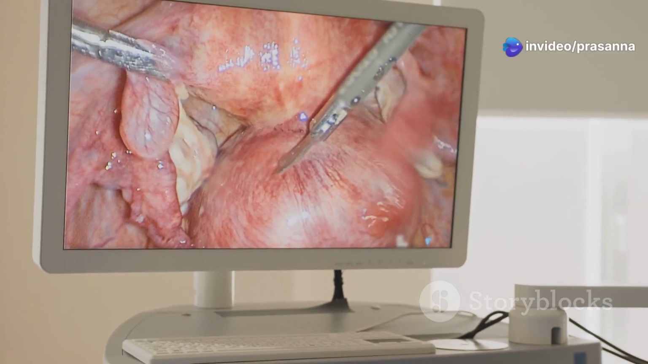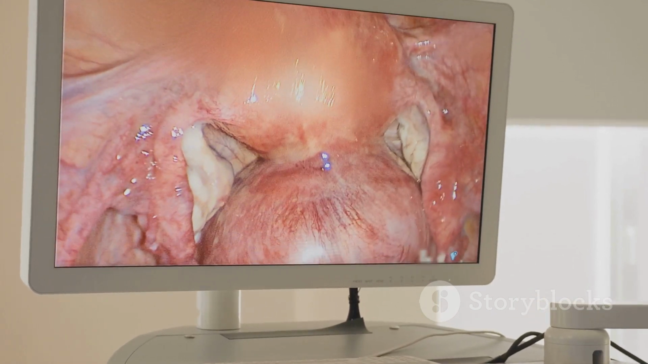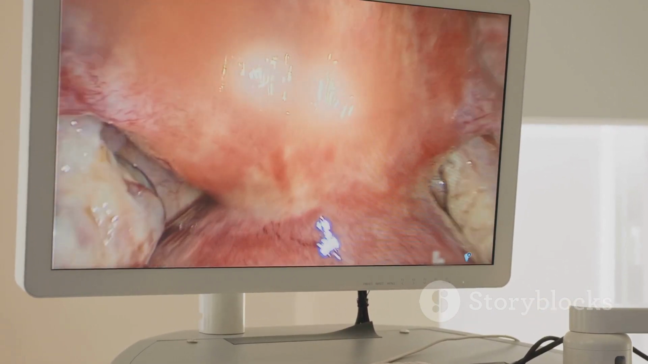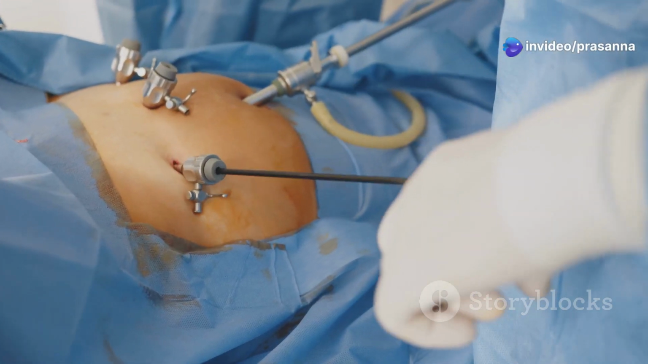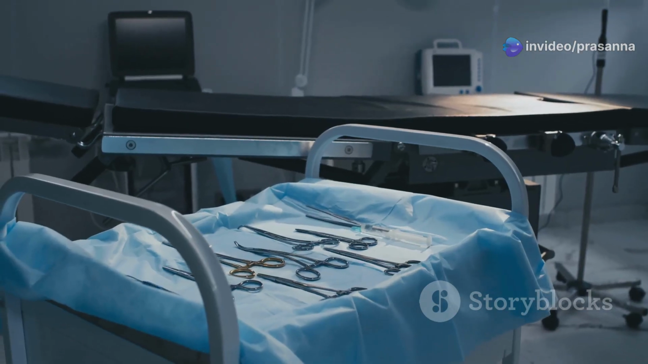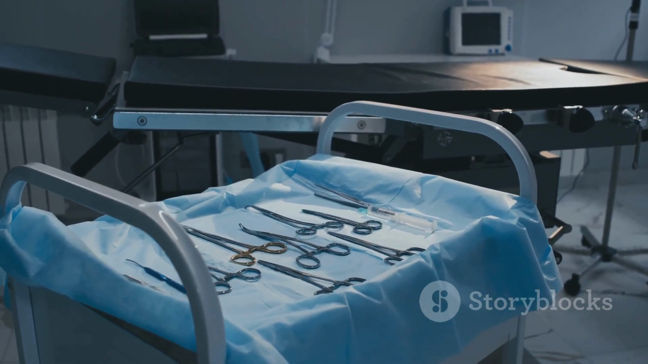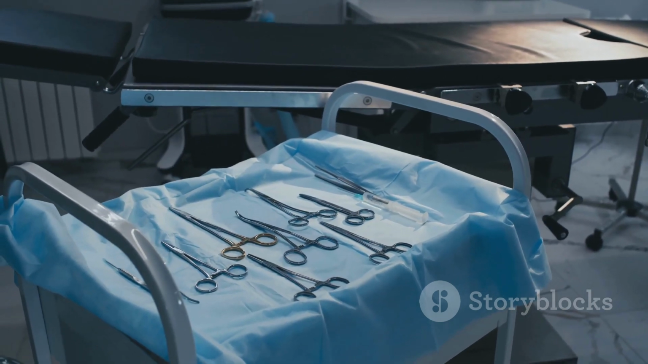Laparoscopic instruments, such as graspers, scissors, and staplers, are designed to operate within the confines of the abdominal cavity. They often have specialized handles and mechanisms that allow for precise movements and manipulation of tissues. Think of them as miniature versions of traditional surgical instruments, adapted for use in minimally invasive procedures.